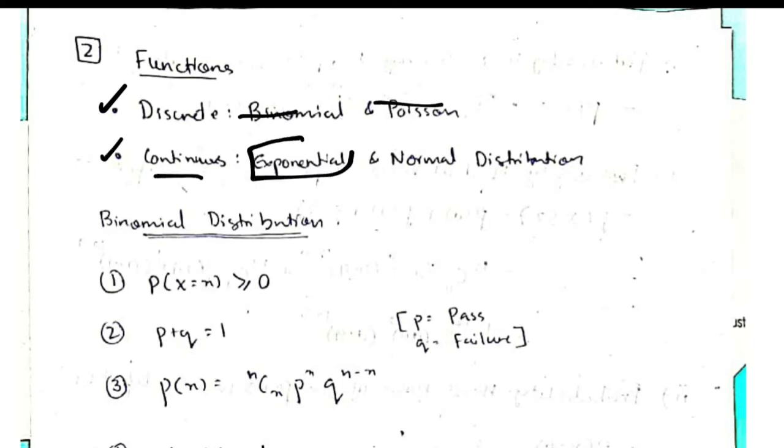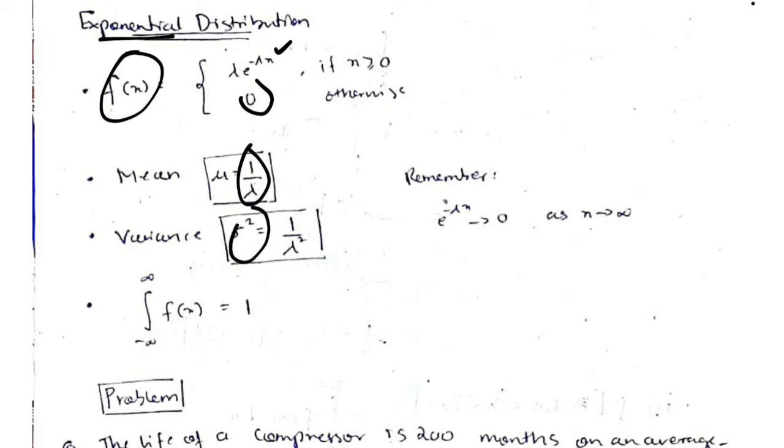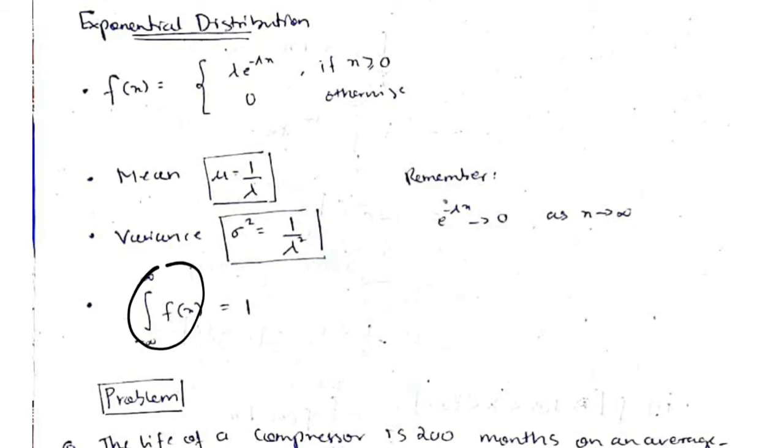The first one is exponential. Let's see how it is. In exponential distribution, you have to remember these four formulas. We will find f of x. When x is positive, it will be this value, else it will be 0. And the mean is 1 by lambda, and the variance sigma square is 1 by lambda square. Okay, and the summation of all probabilities will be equal to 1.